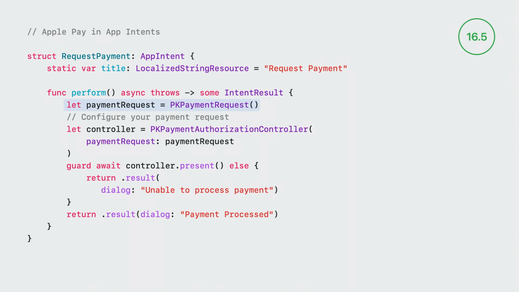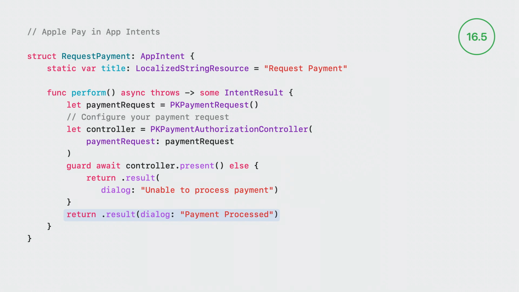This year, we've also added support for Apple Pay to app intents. You can now initiate an Apple Pay transaction directly within your perform method. Using Apple Pay in your perform is simple. I'm going to create a PK payment request instance and configure it with the necessary information. Next, I use PK payment authorization controller to present the Apple Pay payment sheet and handle authorization. A guard statement checks if the controller is presented successfully. If not, I return a dialog with unable to process payment. Otherwise, the payment is processed successfully.